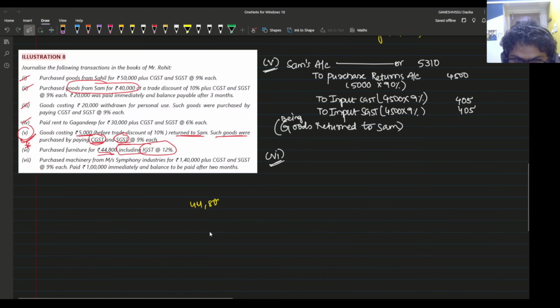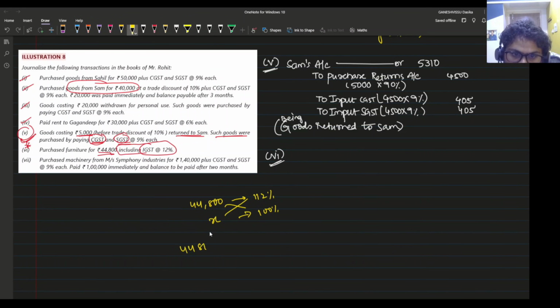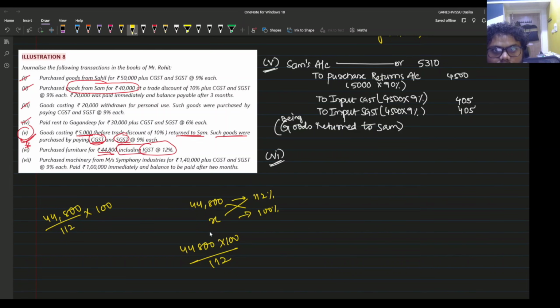Simply 44,800 is for 112%, then what would be for 100%, right? You will be considering this as x and this is 100%. Cross multiplication, what happens? 44,800 into 100 divided by 112. This 44,800 value is 112%, but we are required to calculate the 100% value. If we calculate the 100% value, then we automatically get the value of 12%, because we will be calculating the extra amount after deducting the amount of 100% value.